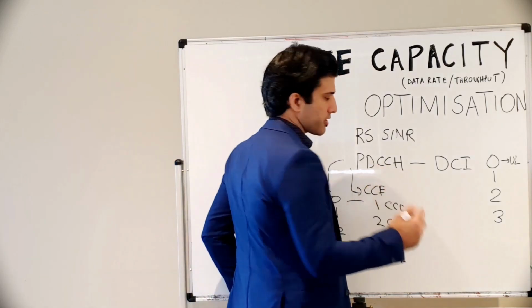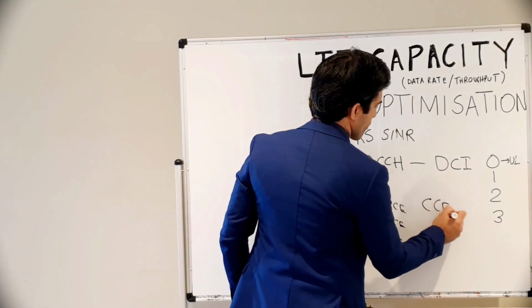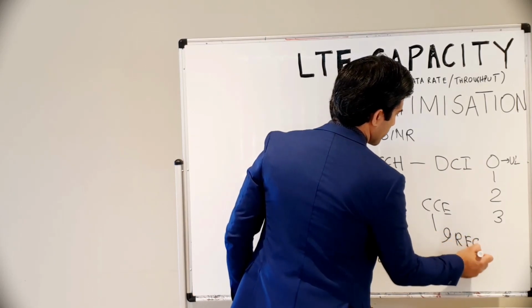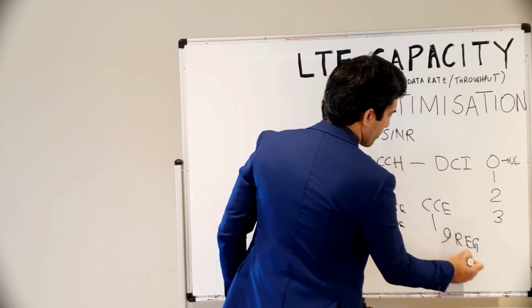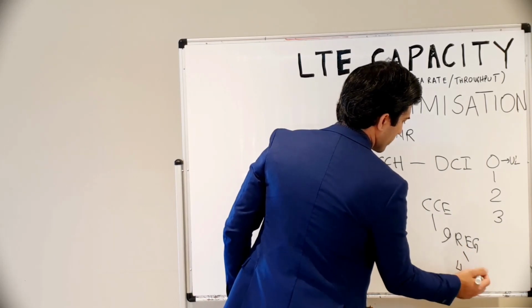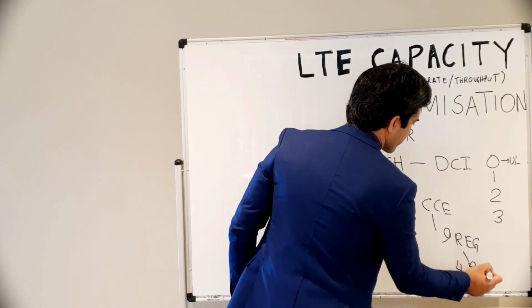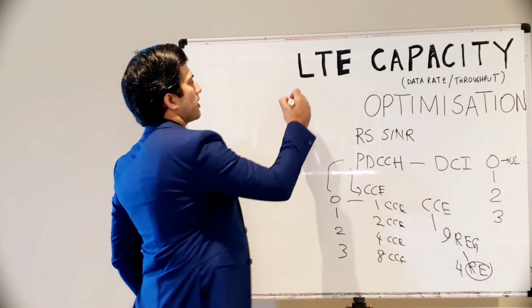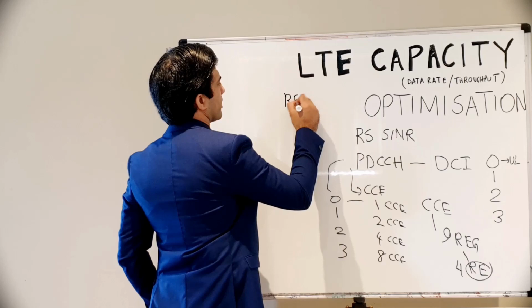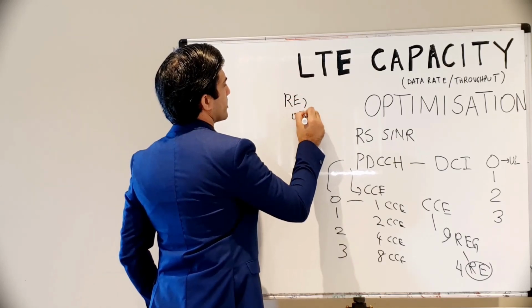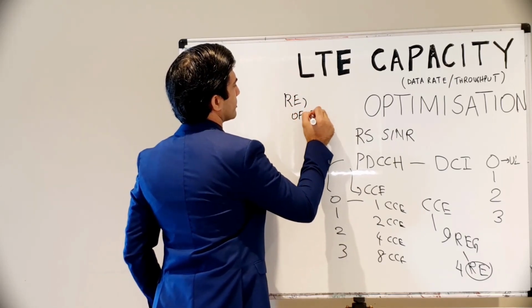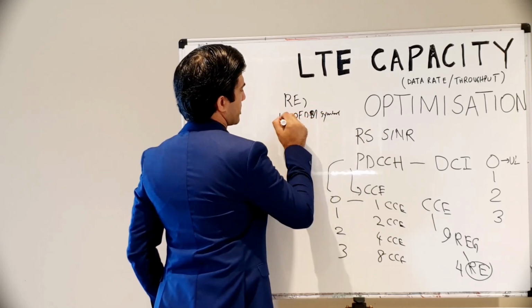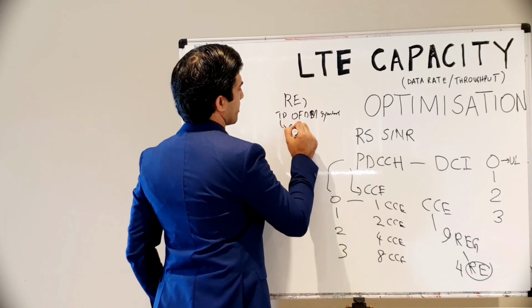And in each CCE we have 9 resource element groups, and in each resource element group we have 4 resource elements. Now what do you mean by resource element in LTE? Resource element is basically your OFDM symbol in time domain mapped onto a subcarrier.